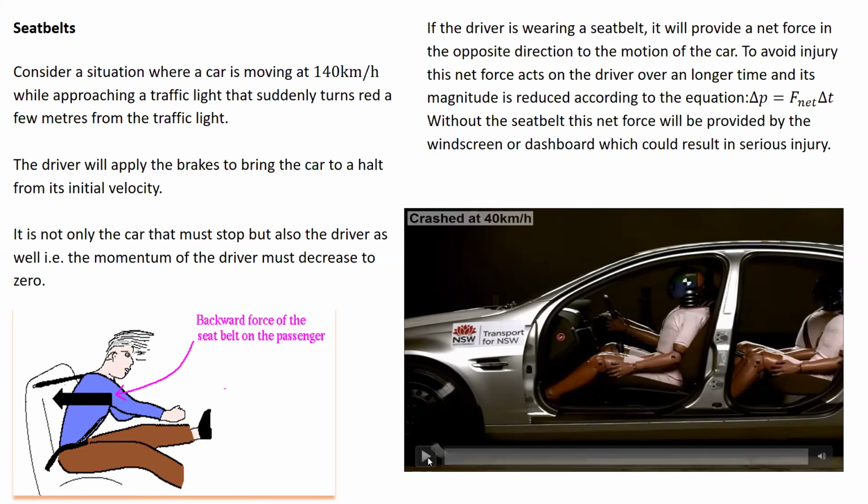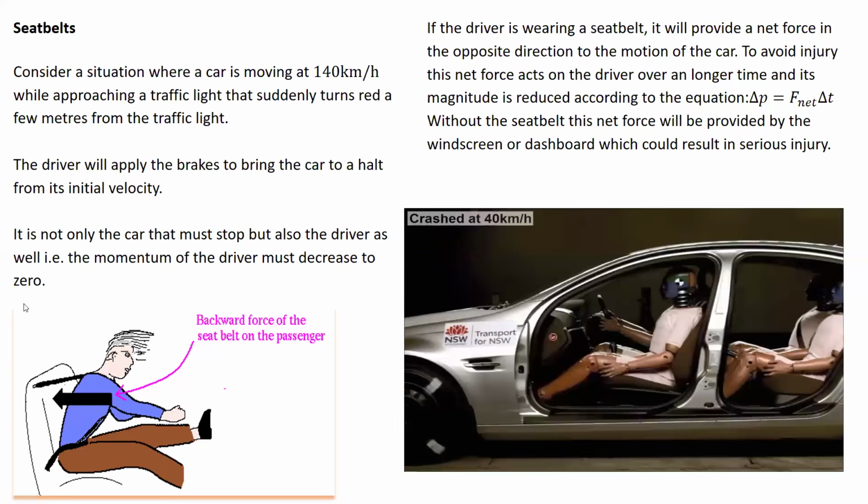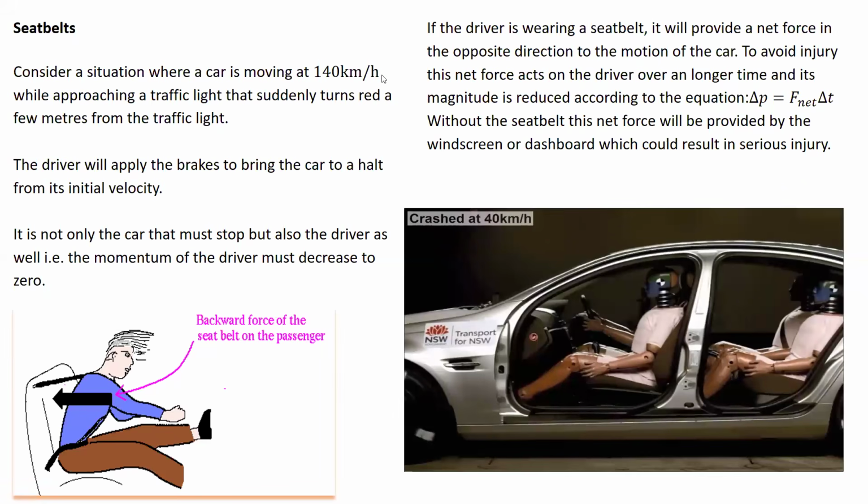This on seat belts is the same video over and over again. But the point is, if the driver is wearing a seat belt, it will provide a net force in the opposite direction to the motion of the car. To avoid injury, this net force acts on the driver over what? Here's the key: a longer time, and its magnitude is reduced according to this equation. You see, net force and delta T.